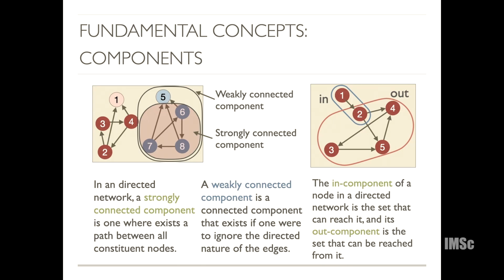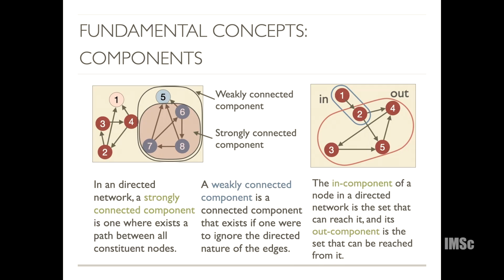And you also have two other notions, but this is from the perspective of a node, right? So these weakly and strongly connected components are from the perspective of the whole network. Basically I can divide up the network into different components, but you also have the notion of what's called an in component and an out component, right? Because in a directed network, you have links coming in and links that are going out.